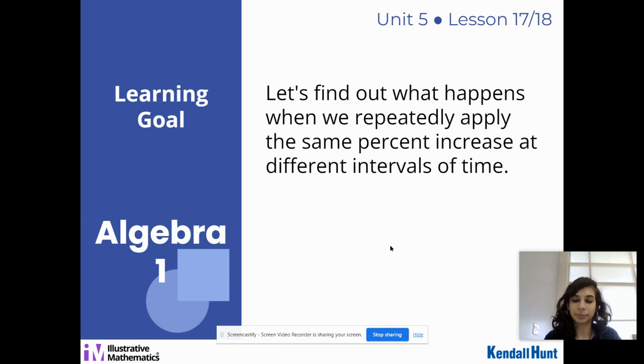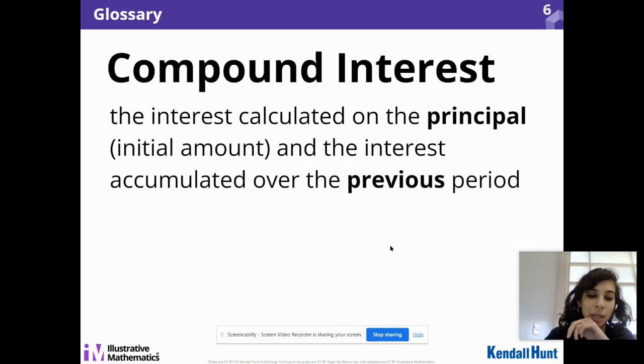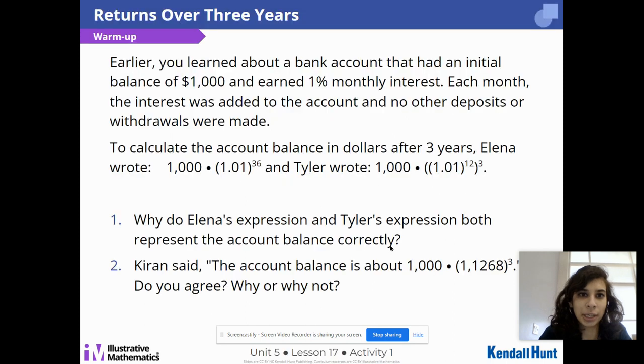Compound interest is, before we get into that, let's talk about the definition. What happens when we repeatedly apply the same percent increase at different intervals of time? Compound interest is interest calculated on the principal, which is my initial amount. Sometimes I'm going to always use initial amount, but sometimes out there you'll hear the word principal, and interest accumulated over the previous period. We'll talk about what that represents in a couple minutes.